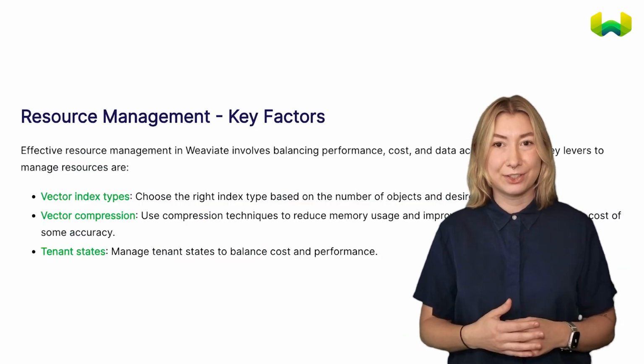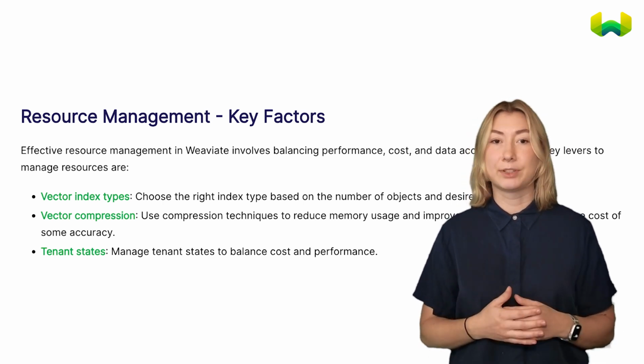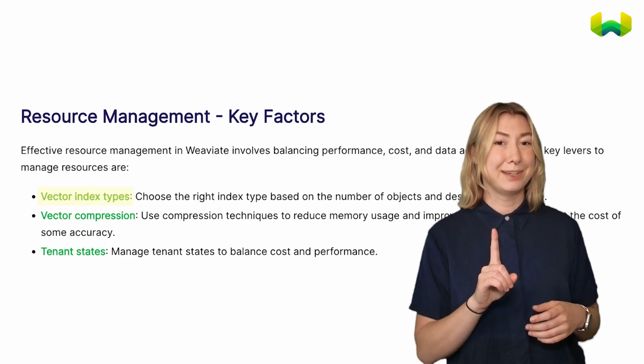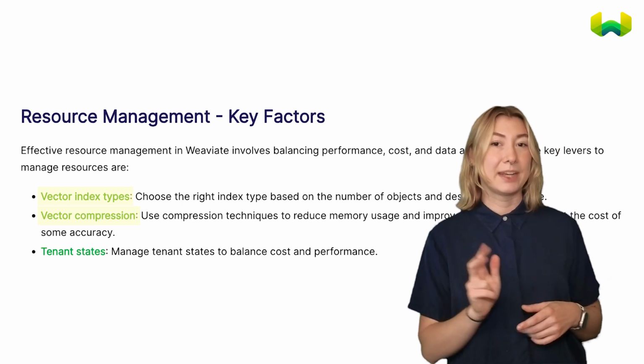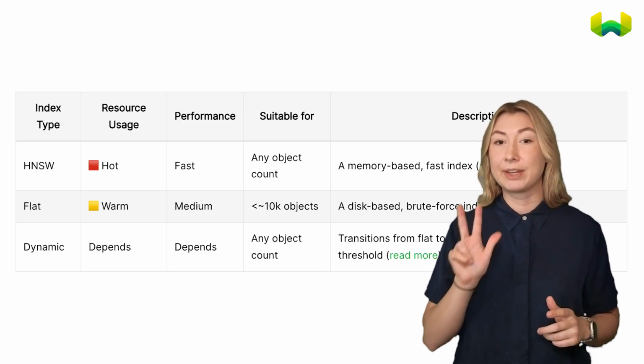There's lots of decisions here to balance performance, cost, and data accessibility. The three main levers are choosing the vector index type, using compression techniques, and managing flexible tenant states. Let's start with the vector index. There are three different types here.